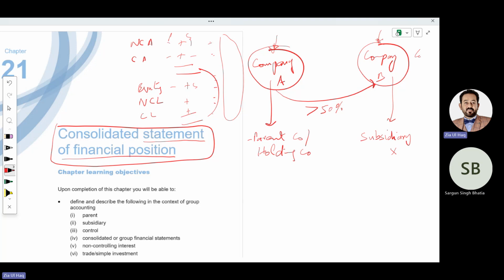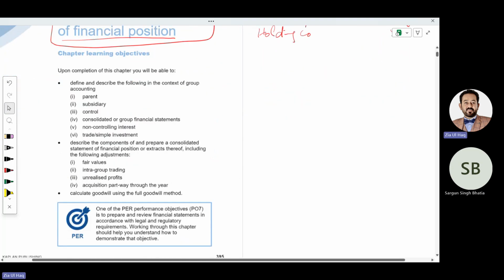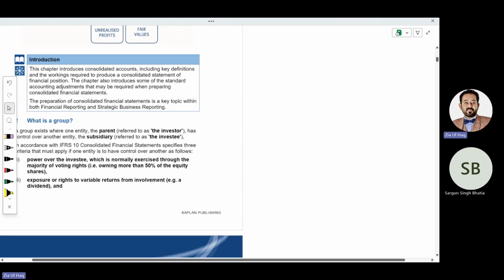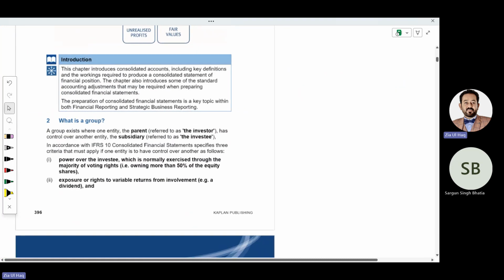So who is the parent company? Who is investor? Who is subsidiary? Investee company. Investee means whose share has been bought by another company. How to prepare consolidated financial statements? What matters we need to consider while preparing consolidated financial statements. First, what is a group. Group means parent and subsidiaries. This is called group. Companies in a group should prepare consolidated financial statements. If A has bought 60% shares of B, 80% shares of C, all three companies will be called group companies.